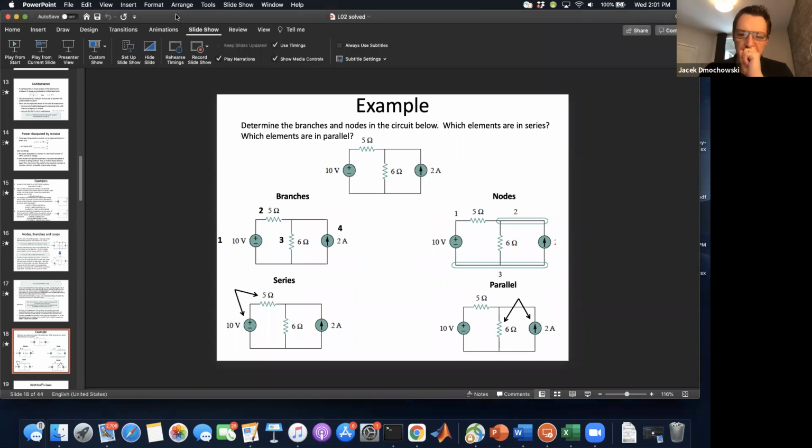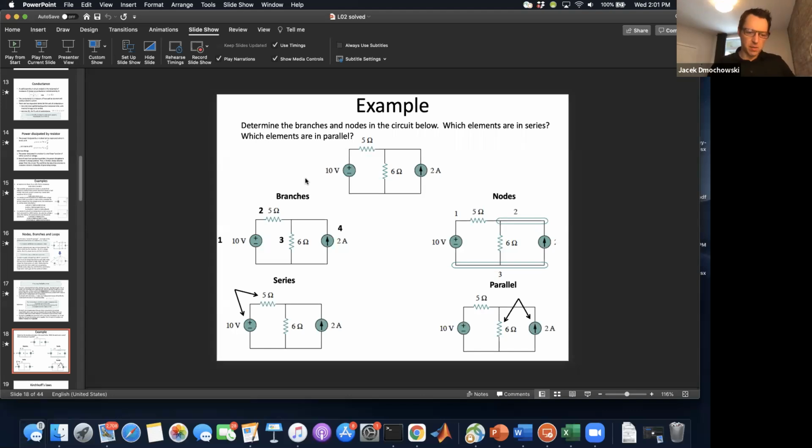Hopefully that makes sense. So they really have to have the exact same connections. In other words, if you look at the node for the 10 volt, another way of answering your question is for the 10 volt battery, its connections are between nodes 1 and 3. The 6 ohm is connecting 2 and 3. And so because they don't have the same nodes on either side, they're not in parallel.